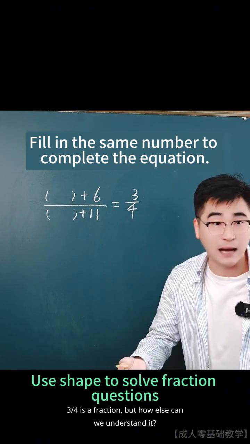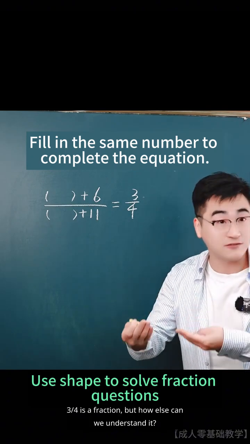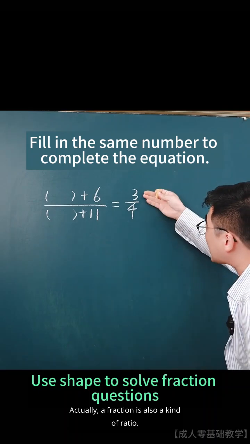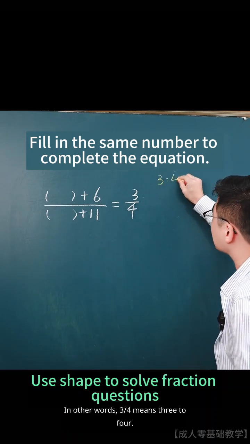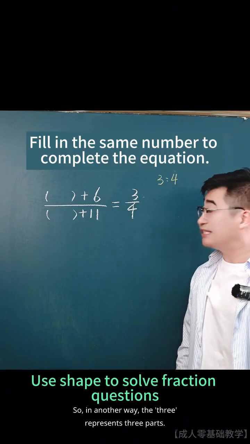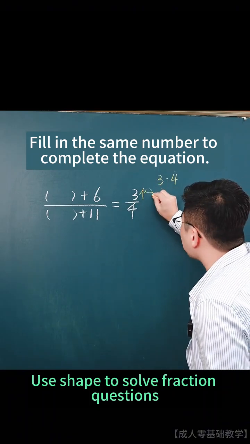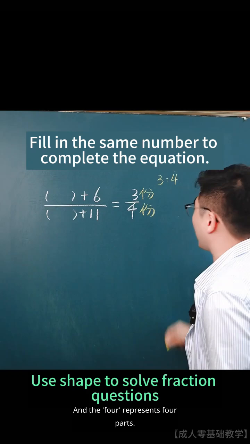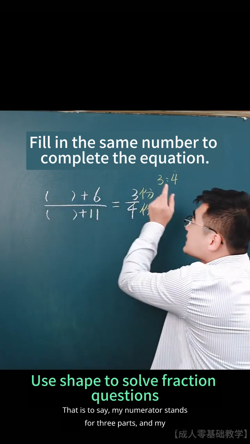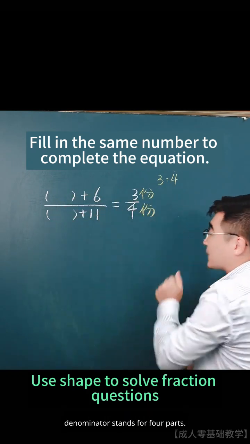3/4 is a fraction, but how else can we understand it? Actually, a fraction is also a kind of ratio. In other words, 3/4 means 3 to 4. So, in another way, the 3 represents 3 parts, and the 4 represents 4 parts. That is to say, my numerator stands for 3 parts, and my denominator stands for 4 parts.